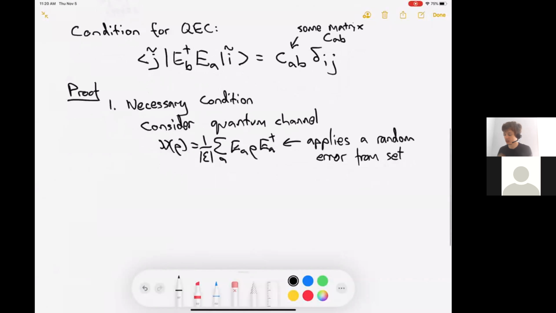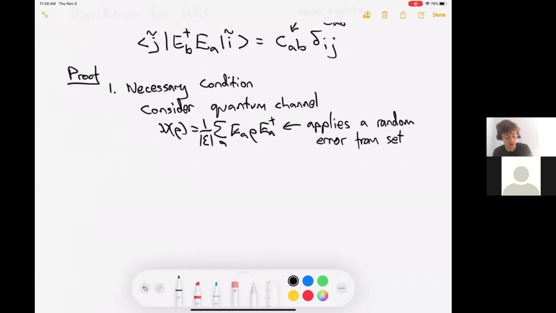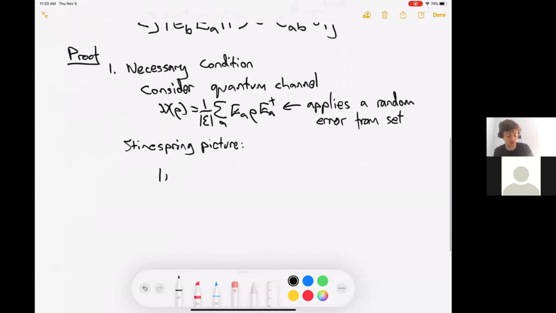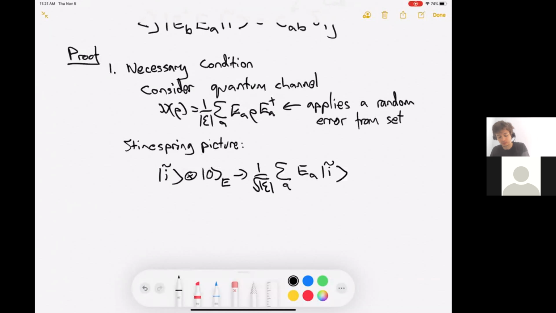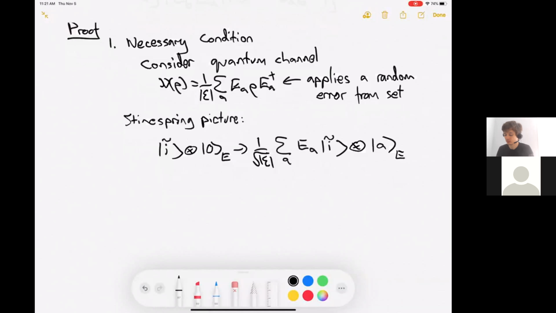Okay, so we can also write this in the Stinespring picture, where there's some environment E. In the Stinespring picture, it takes your logical state, I tilde, tensored with the environment, which always starts in state 0 for simplicity, and it goes to 1 over the square root of the number of errors, sum over A, E_A acting on I tilde, tensor the environment just being in state A, where A is some orthonormal basis.